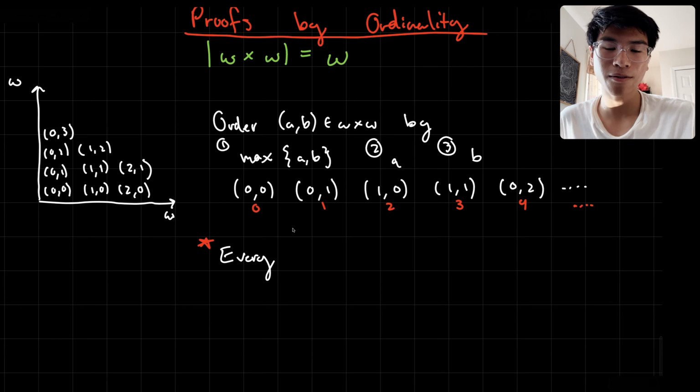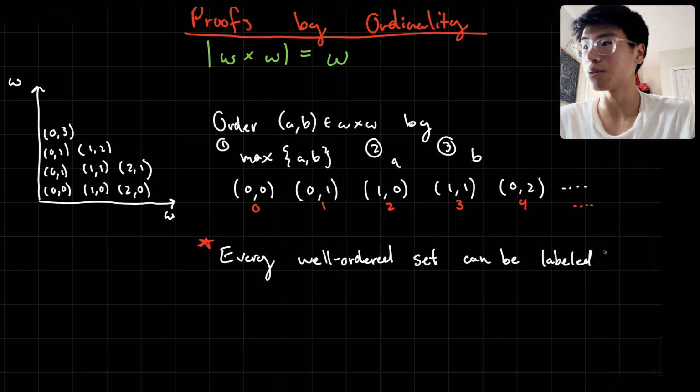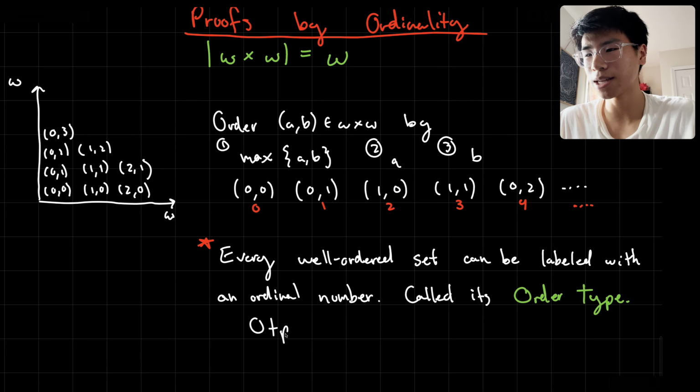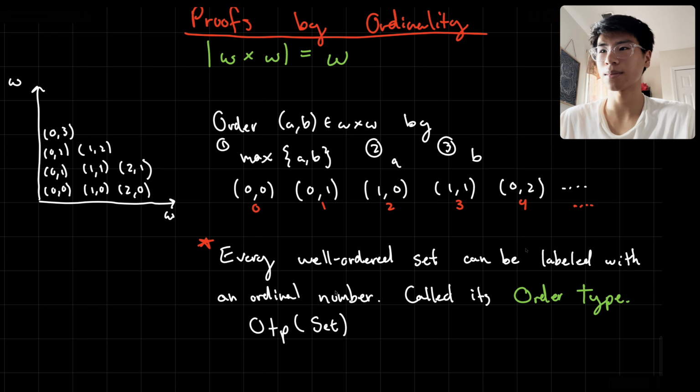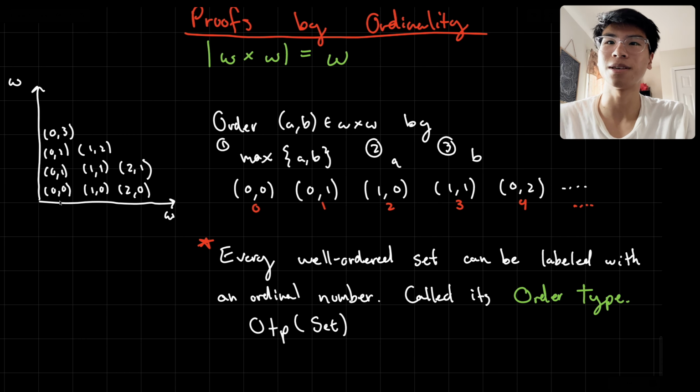It happens that if you have an ordered set with a minimum element, that's what we call a well-ordered set. It can be labeled with some ordinal number, which we call the order type of the set. It's normally denoted OTP of whatever set you have. So in this case, the labels will form an ordinal number, which represents the order type of omega crossed with omega, given this ordering.